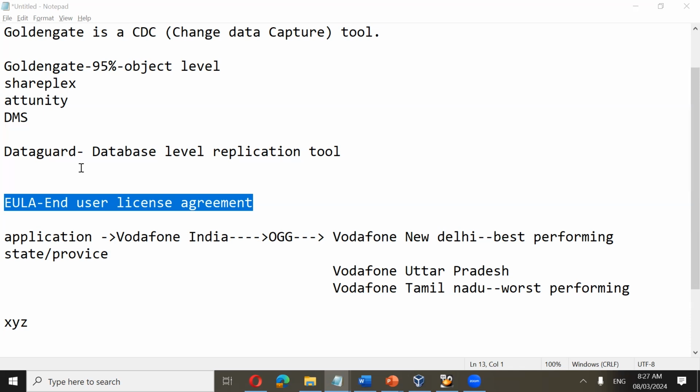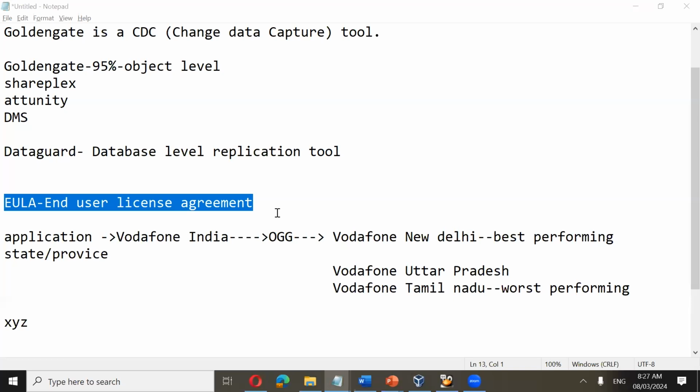Like AT&T as well, it is using Goldengate in all the projects. A lot of organizations don't buy Goldengate licenses just because it is costly, but a lot of organizations get it because they sign an end user license agreement with Oracle.